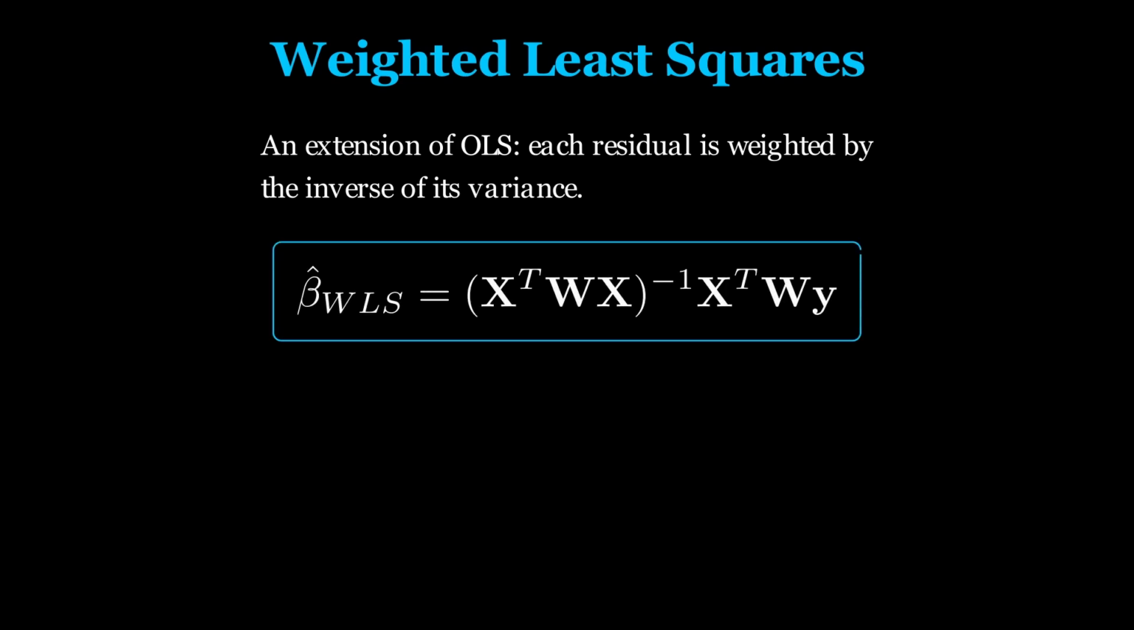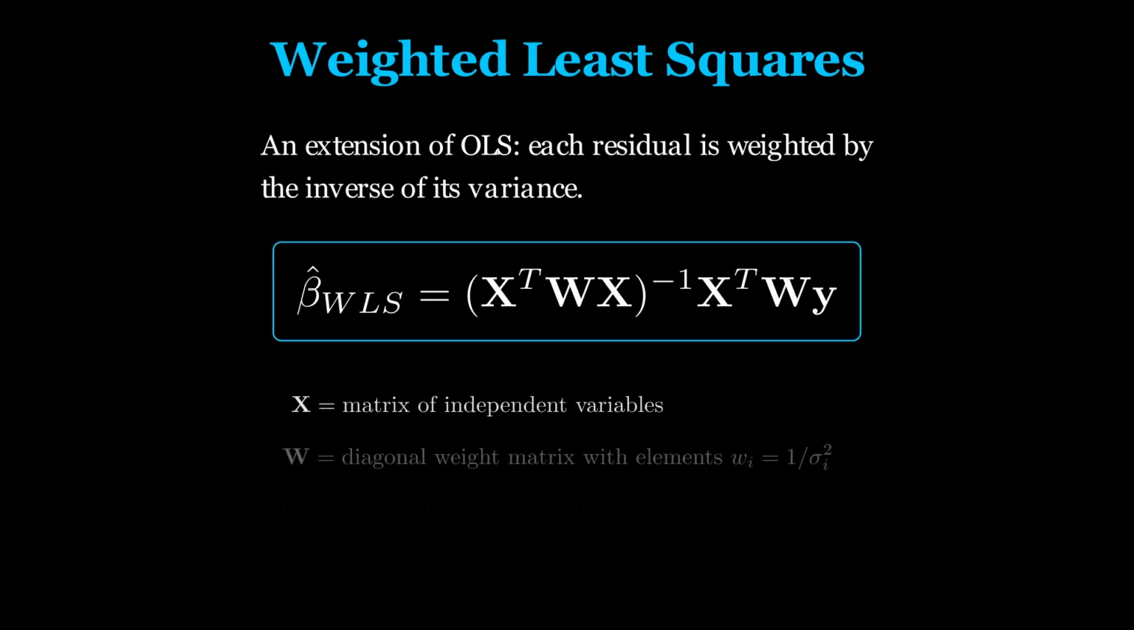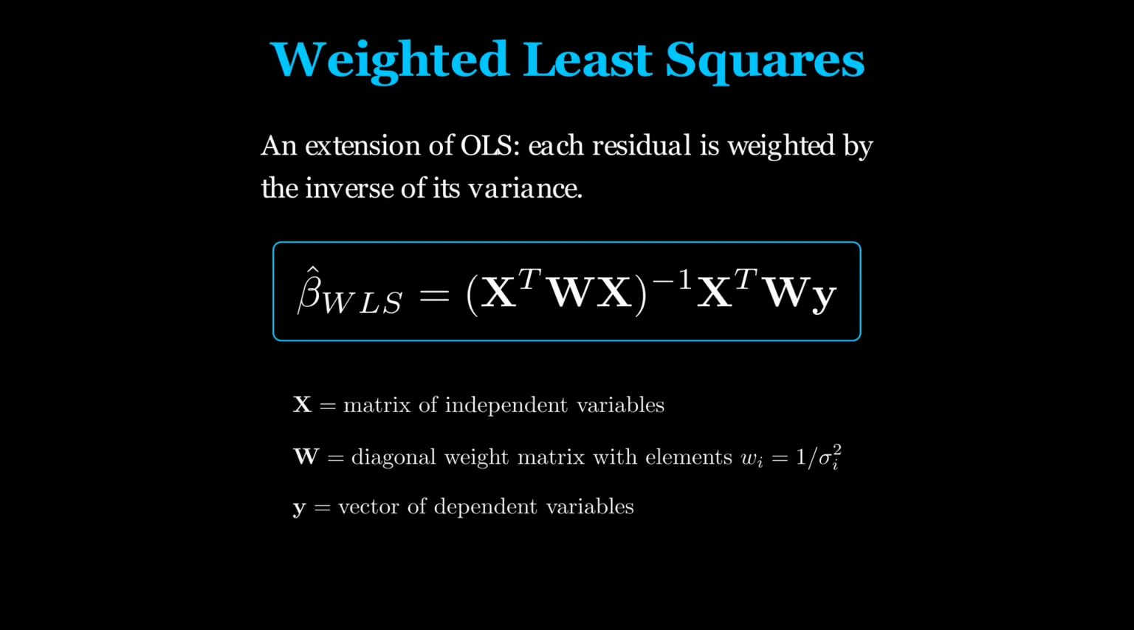The weighted least squares estimates of the coefficients beta are given by this formula: (X transpose W X) inverted times X transpose W y, where X is the matrix of independent variables, W is the diagonal weight matrix whose elements w_i are the inverse of the error variances, and y is the vector of dependent variables. The key idea is that by weighting the variables with the inverse of the error variances, we convert the original heteroscedastic regression problem into one where the errors have constant variance, so ordinary least squares can be applied to the transformed data.